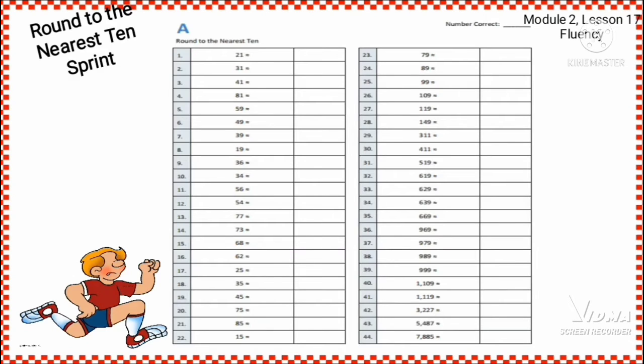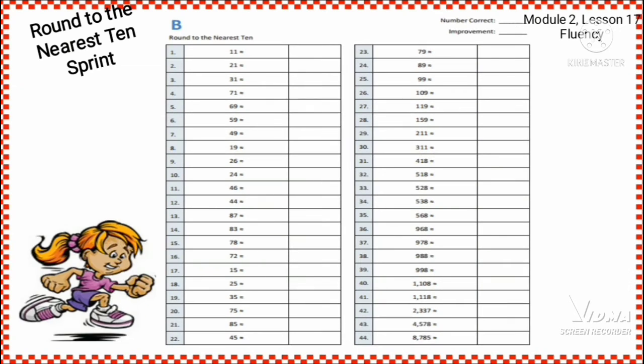All right, you will now complete your lesson 17 sprint. This sprint, you are going to round off to the nearest 10. Round to the nearest 10. Remember our rule in rounding. Let's see how many of them you can get correct and bring your work for marking.